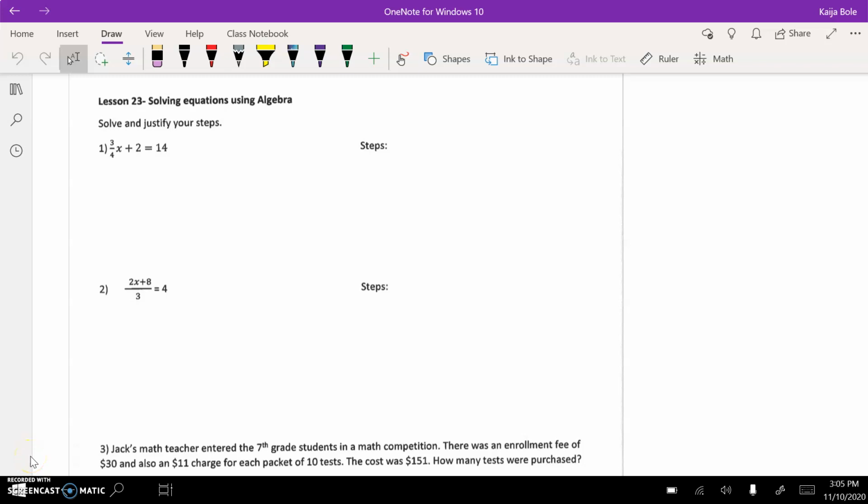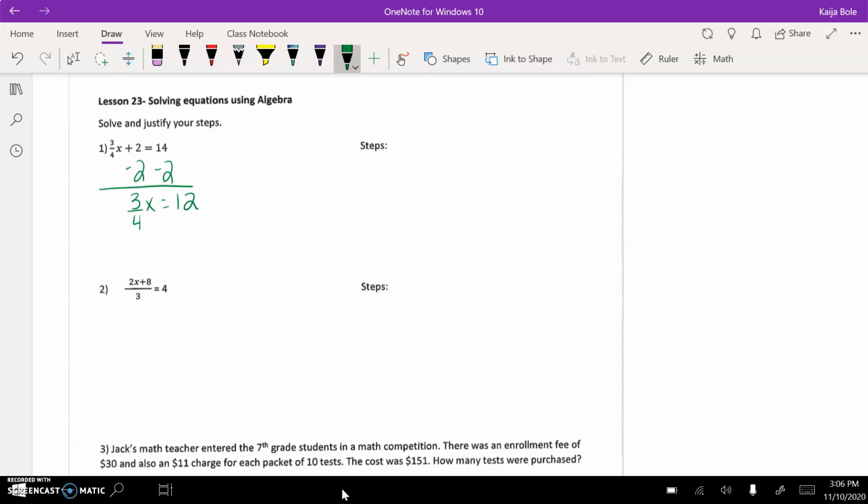Alrighty, here we are on the entrance slips for lesson 23. So, numbers 1 and 2, solve and justify your steps. So, let's start with the solving first. So, I would subtract 2 on both sides. So, I would have 3/4 x equals 12.